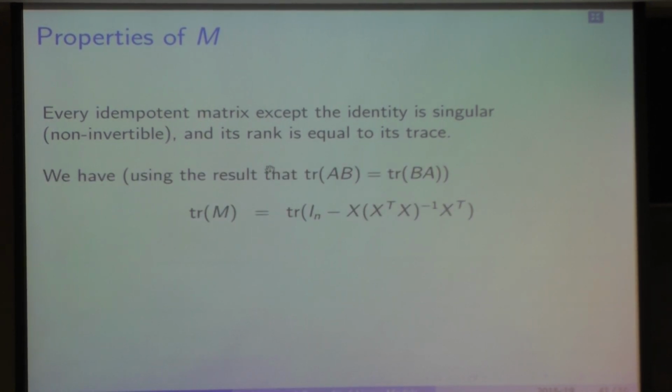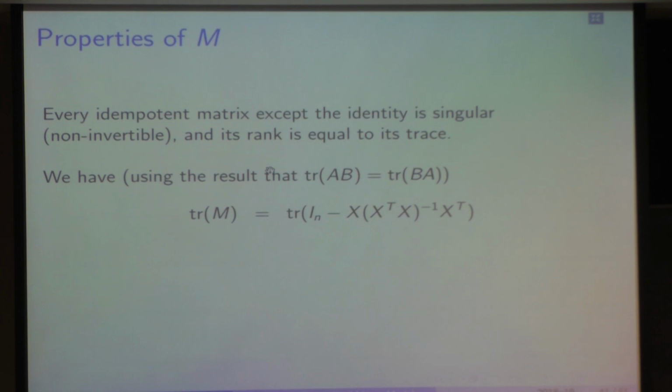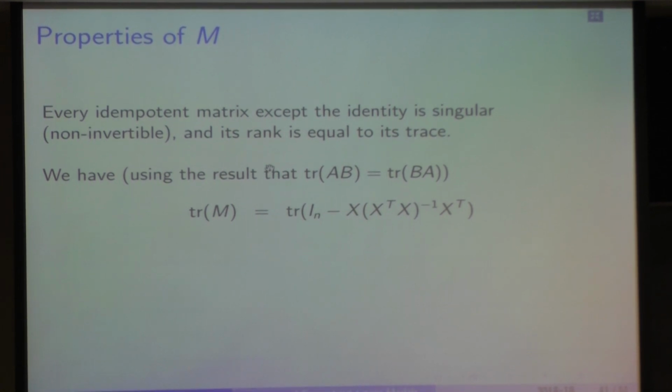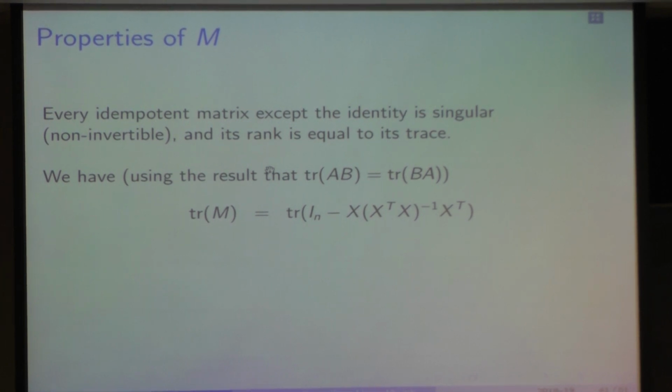Okay, so the rank and the trace of an idempotent matrix are the same. So let's work out one of them. Let's work out the trace of this matrix M. Okay, so M was defined as this matrix here: identity minus x times the inverse of x transpose x times x transpose. So we're going to try and work out the trace of this.